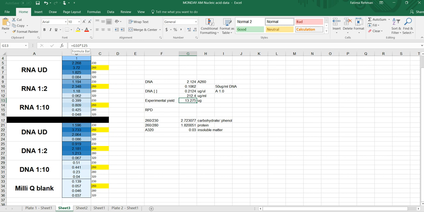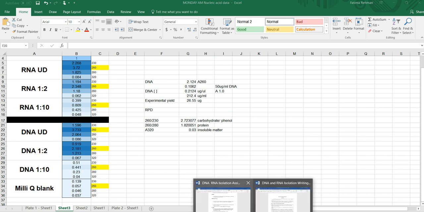My experimental yield is also going to be different now because it should be twice as much. So it's 26.55 microgram of DNA that would be in there.